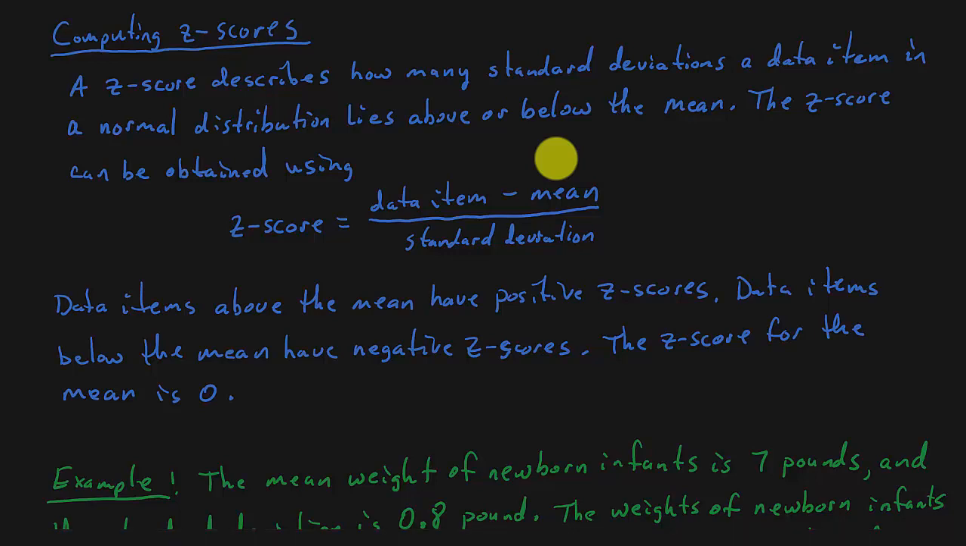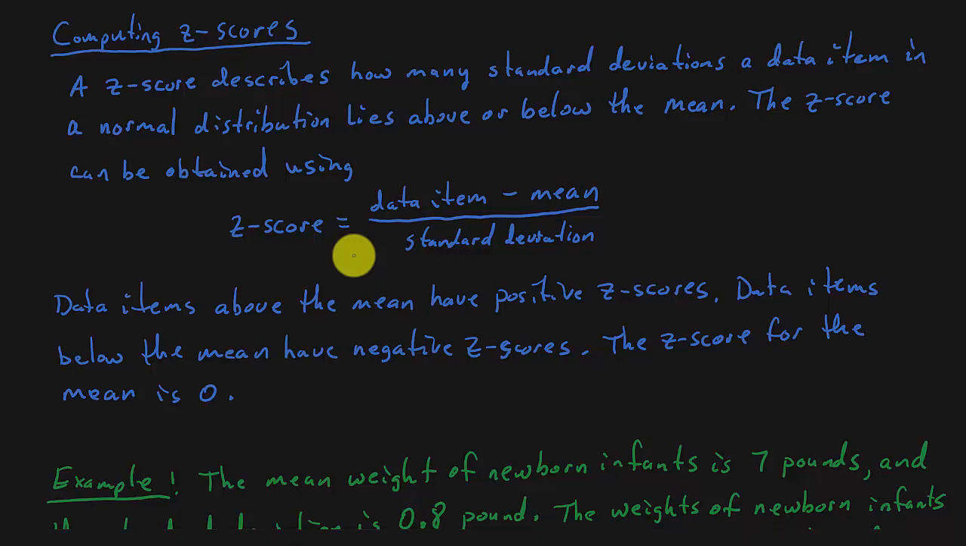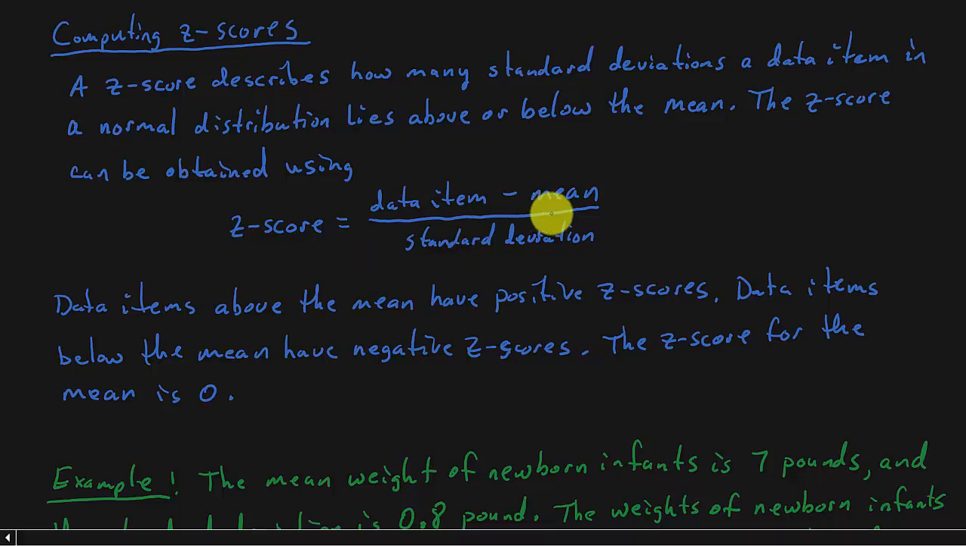All right, well, what this is, we may get 1.2 as an answer, or we may get negative 0.67 as an answer, and that's how many standard deviations that is above or below the mean. But this is telling us how to get it. So our z-score is whatever our data item is, minus the mean, divided by the standard deviation.